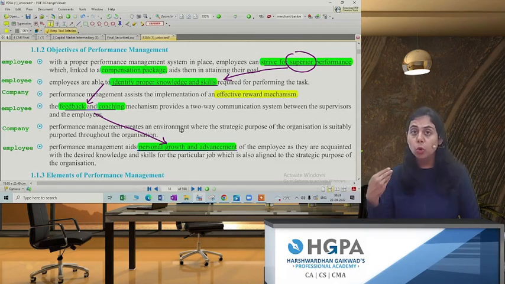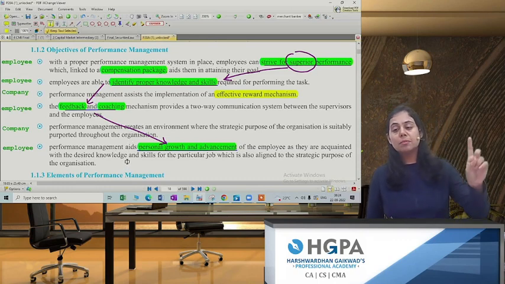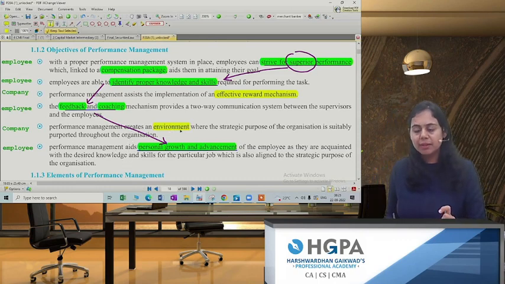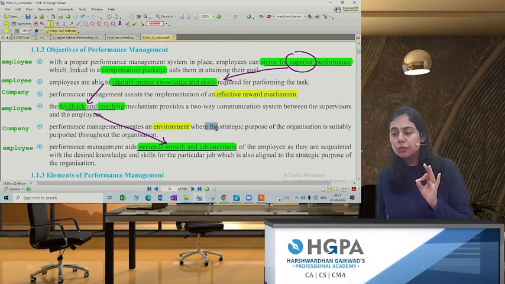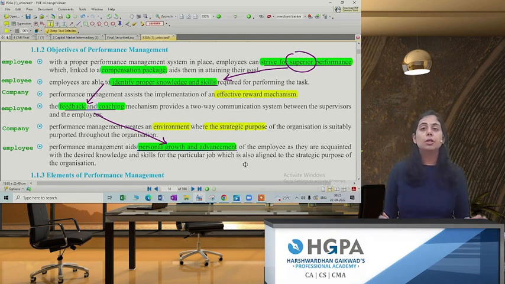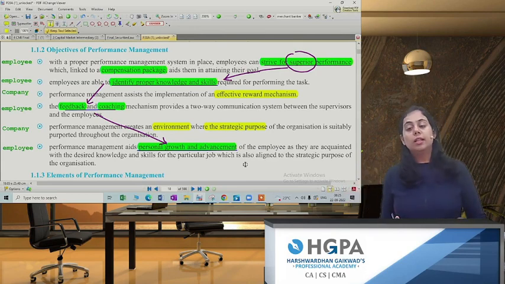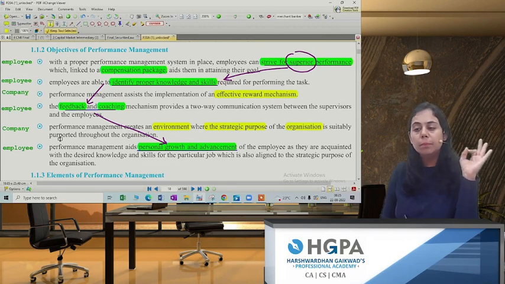A person who is working very well should be paid more. A person who is working average should be paid accordingly. And performance management creates an environment in a company where you can achieve all your strategic purposes. Whatever your strategy was, that can be achieved. Thus, performance management creates the environment where the strategic purpose of the organization is suitable for the entire organization.